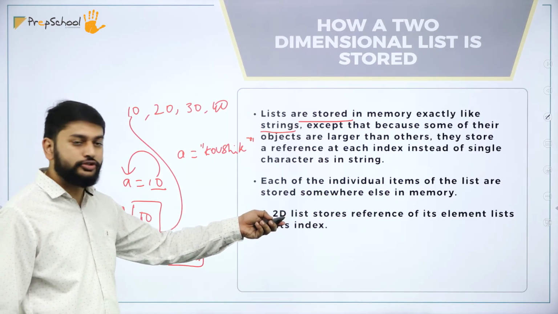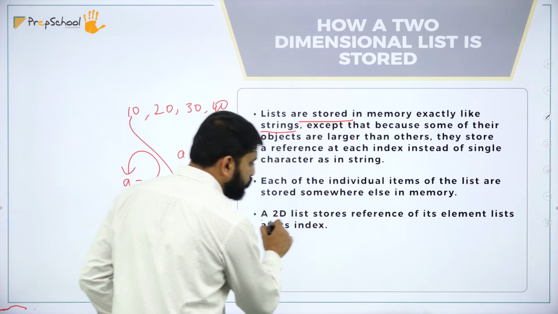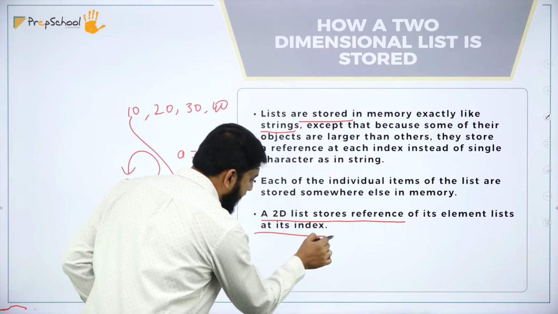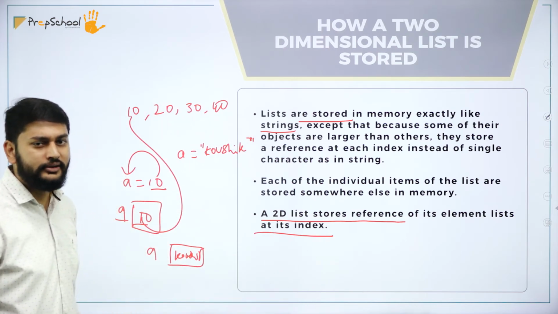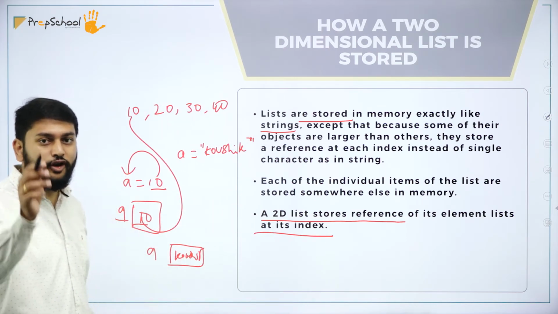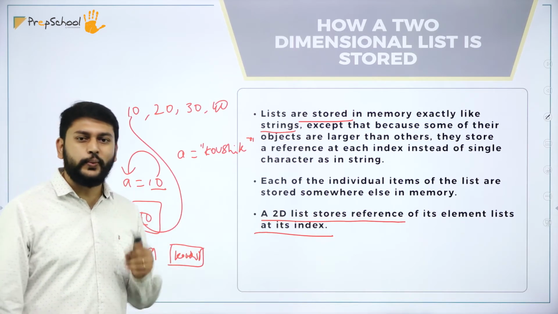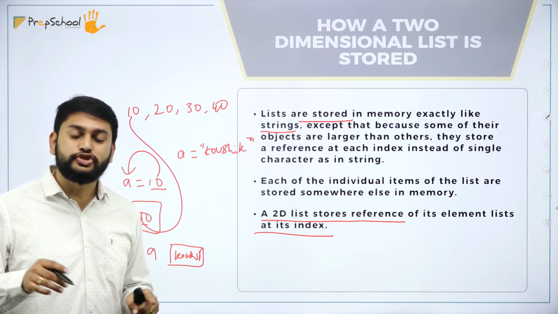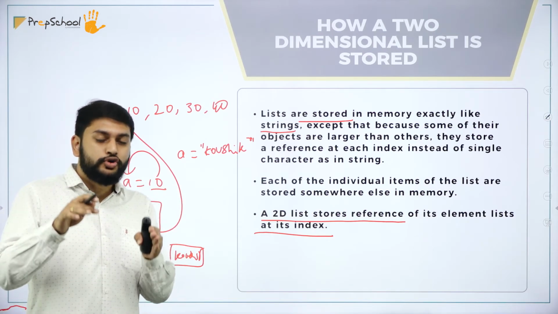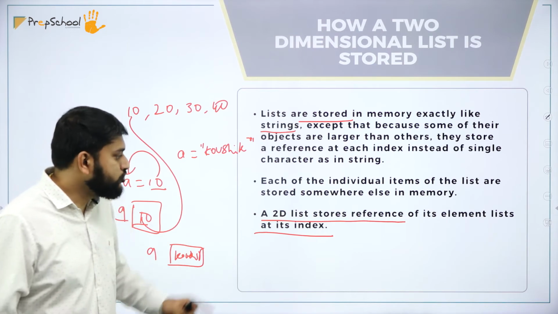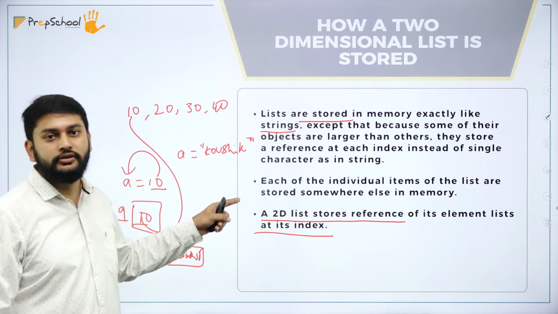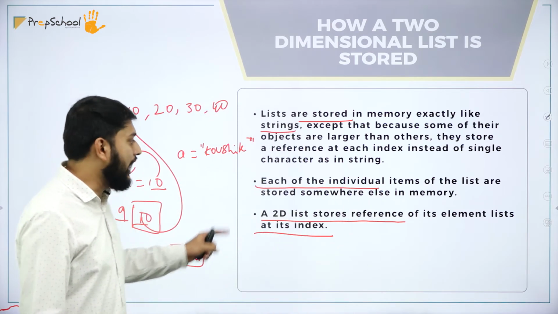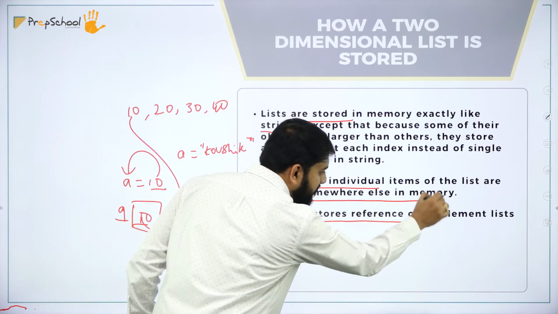2D list stores the reference of its elements list at its index. This is very, very important. I will read out this and this for all of you. Listen to me carefully, because these two points are very, very interesting. I have discussed that list stores the data like how exactly it stores in strings, but these two points are giving you a different dimension. Listen to me carefully. Each value of individual items of the list are stored somewhere else in the memory.